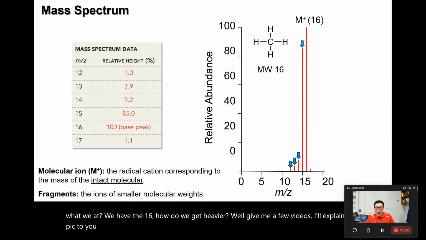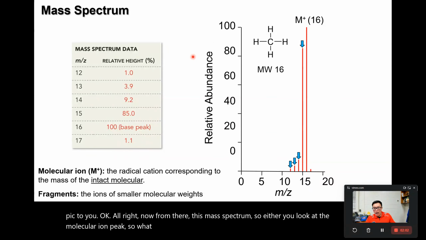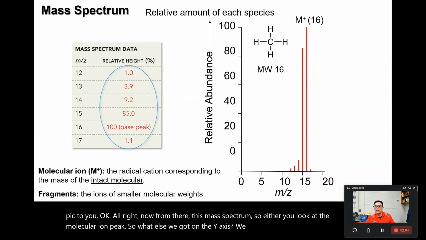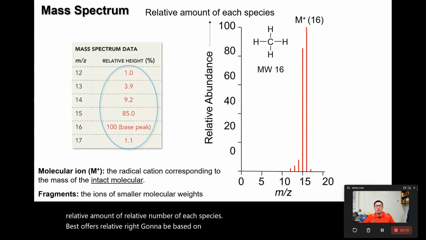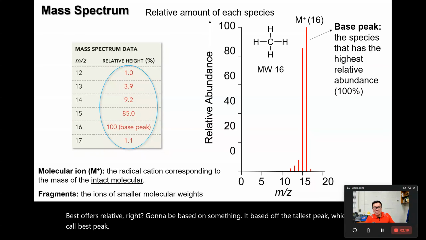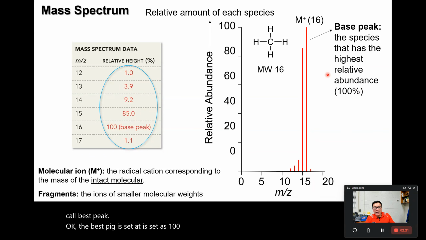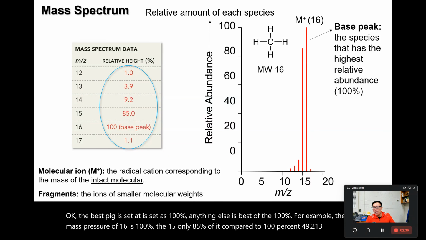Now from this mass spectrum, after you look at the molecular ion peak, what else do we have? On the y-axis, we have relative abundance, which is the relative amount or relative number of each species. It's relative, so it has to be based on something. It's based off the tallest peak, which we call the base peak. The base peak is set as 100%. Anything else is based off the 100%. For example, the mass per charge of 16 is 100%. The 15 is only 85% compared to 100%. 14 is 9.2, 13 is 12, and 3.91.